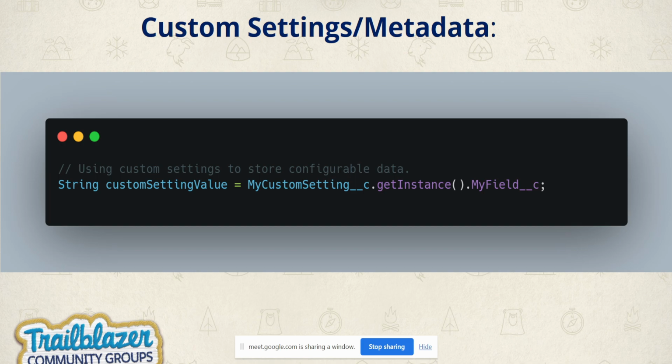So here is the example: using custom settings to store configurable data. Suppose I need some information regarding a user or employee, like some salary, or username, email, something like that. So always make that data configurable using custom settings or custom metadata. That is also a good practice, to use custom metadata instead of changing your code frequently. So this is one thing.